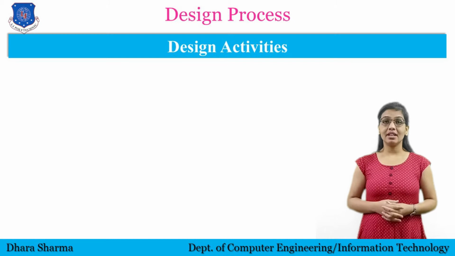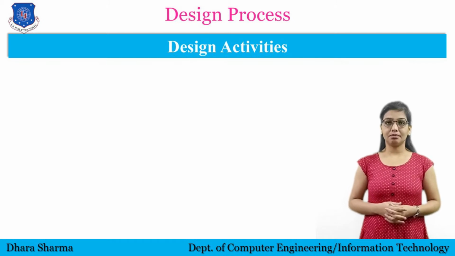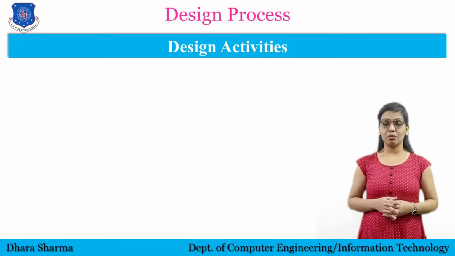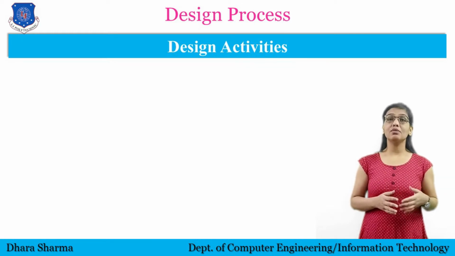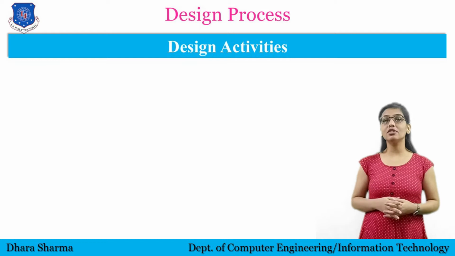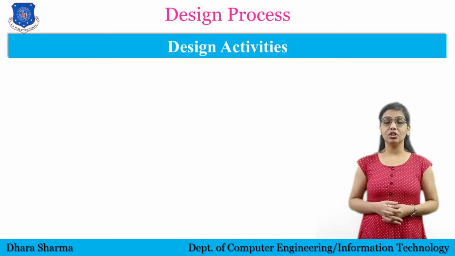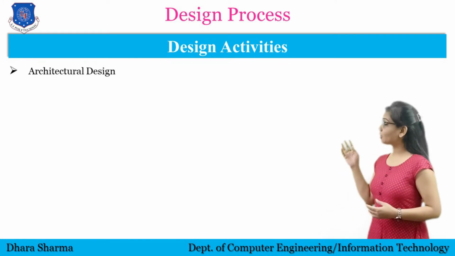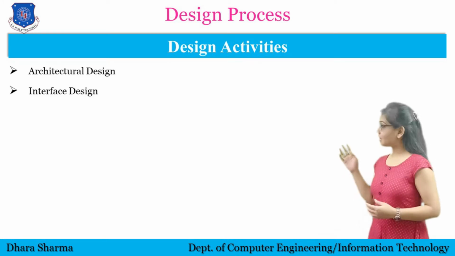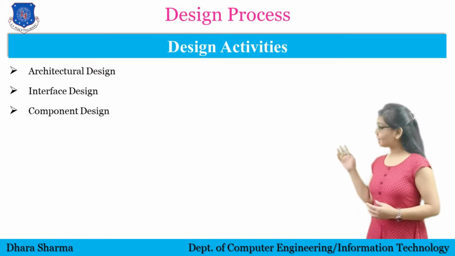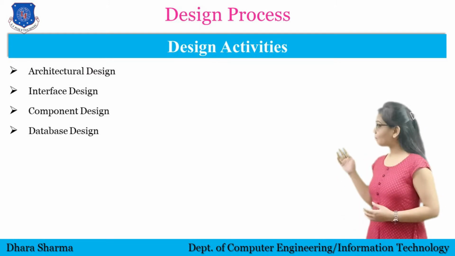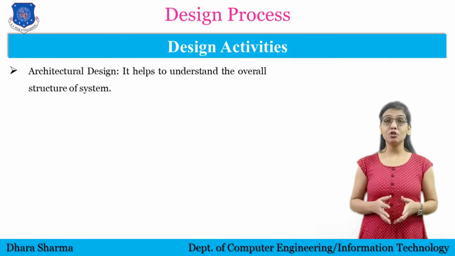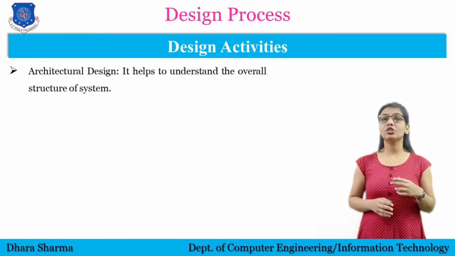Now let's understand the different design activities. Design activities provide different views of the software to be developed. What part of the system we need to develop can easily be understood by different design activities. So design activities are classified into 4 categories: architectural design, then interface design, then component design, and at last the database design. Architectural design helps to understand the overall structure of the system.